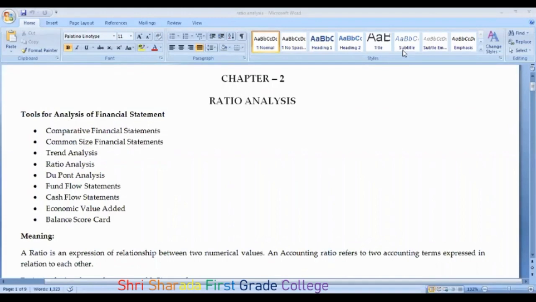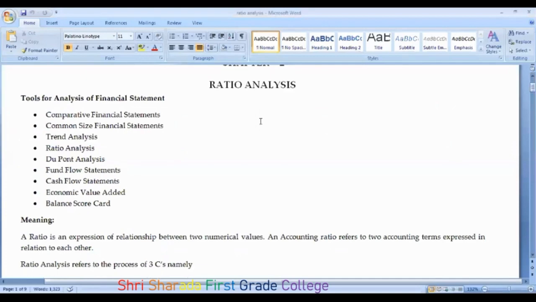Hello all. So today we will be discussing the ratio analysis chapter. Chapter number 5. Okay. So basically we have discussed in the classes the tools for analyzing the financial statement. Which are the tools that we have already discussed?